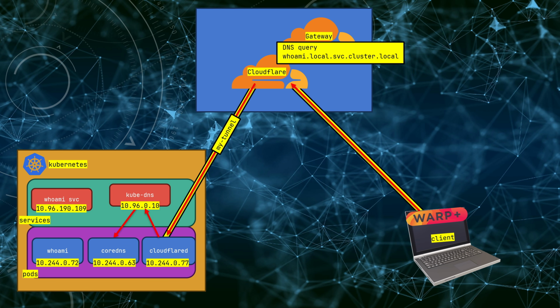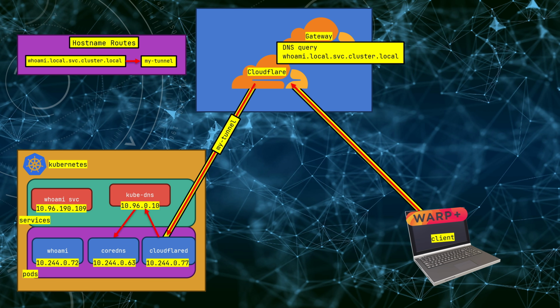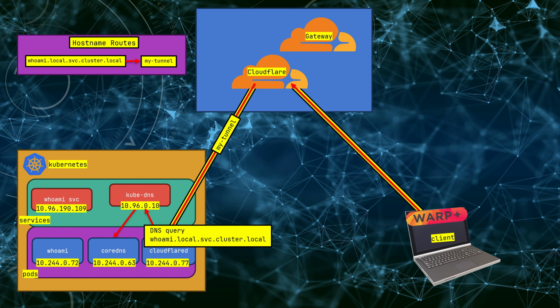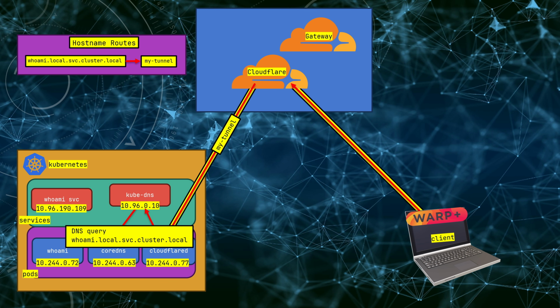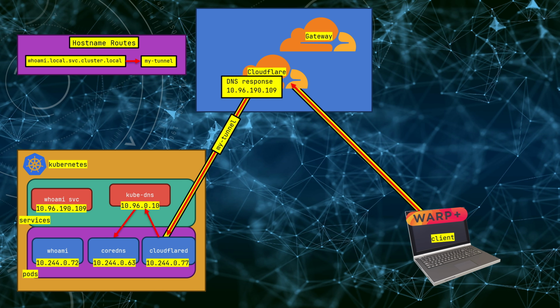The gateway sees the query, matches the hostname route configured for my tunnel, so the gateway itself forwards the DNS query through the tunnel to the cloudflared pod running inside our network. Cloudflared receives the query, asks our internal CoreDNS server, which replies with the real internal IP like 10.96.190.109. Cloudflared sends that real IP back through the tunnel to the gateway.